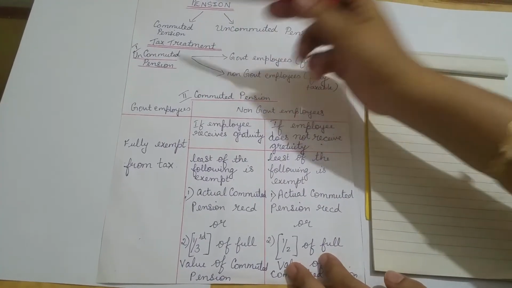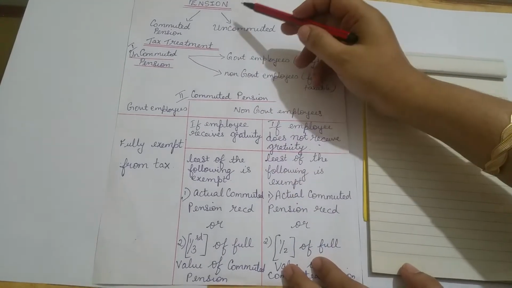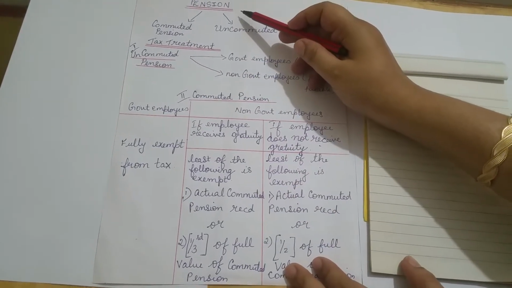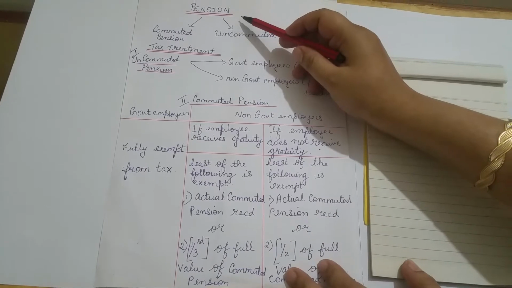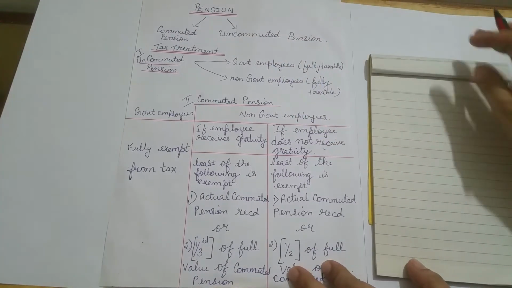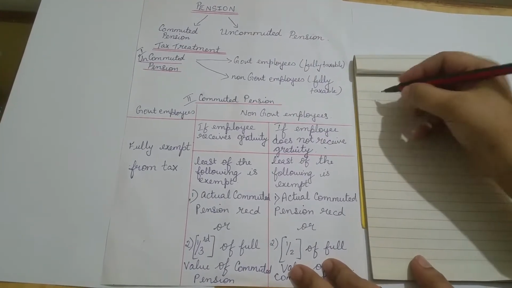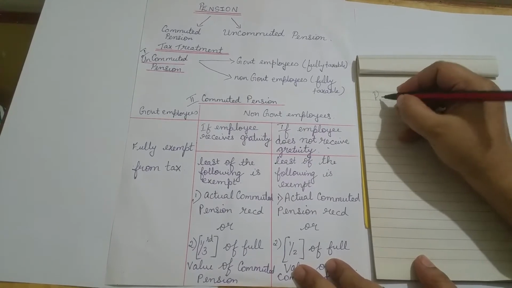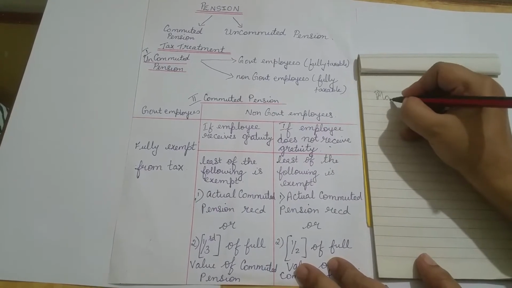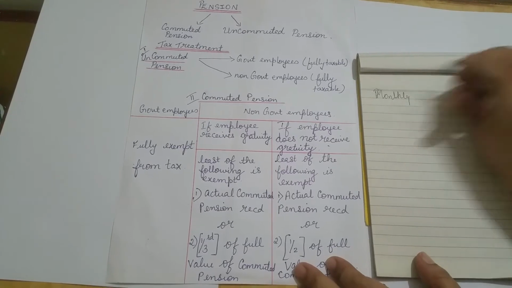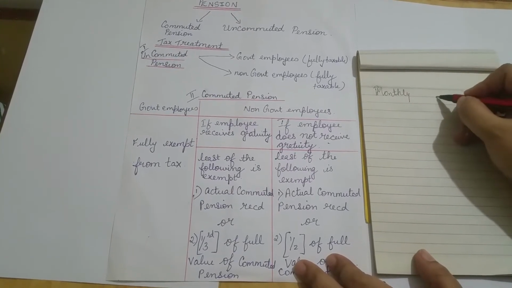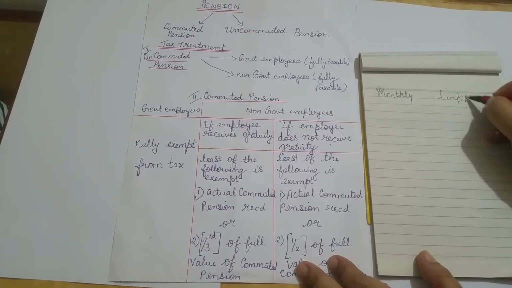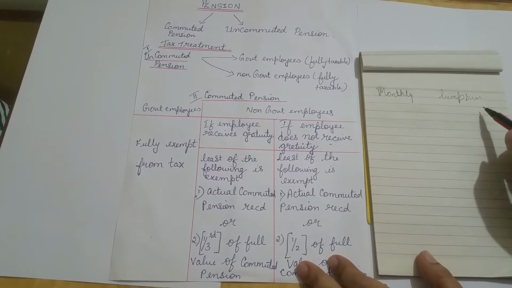Now, surrendered pension here means, see, pension is a retirement benefit which is received at the time of retirement. Now, when you're receiving pension, you have two options. Either you can receive it in part, that is on periodical basis, on monthly basis, or you can receive it in lump sum. So these are the two options which you have.